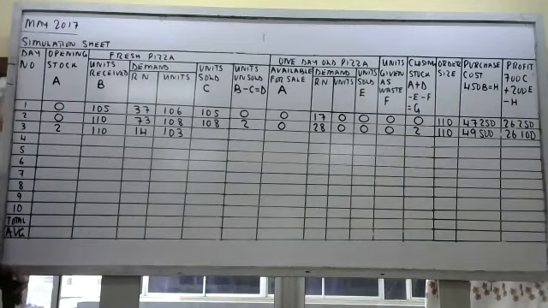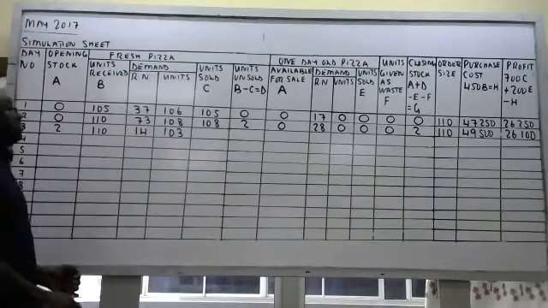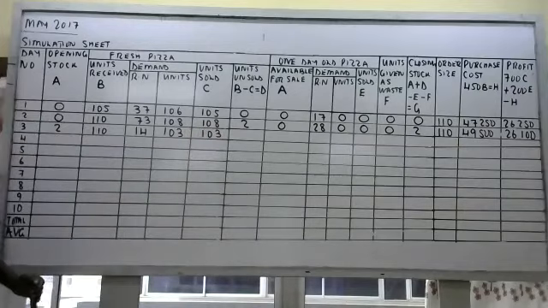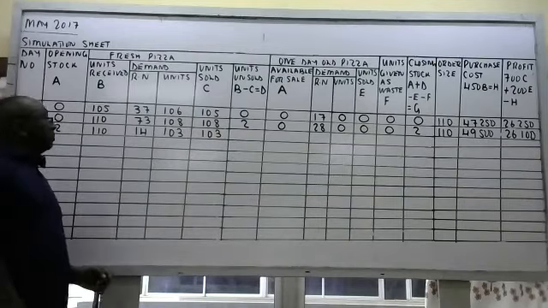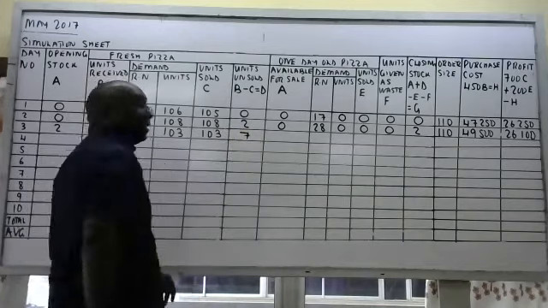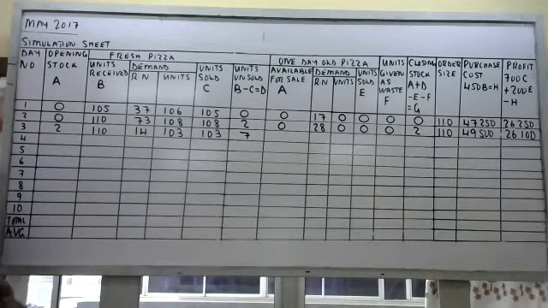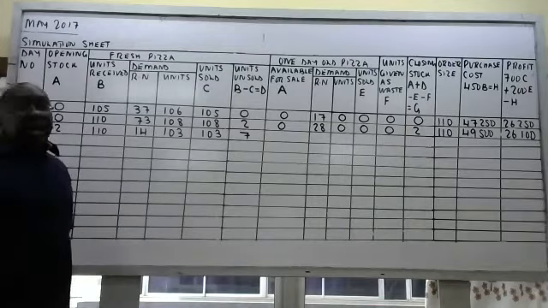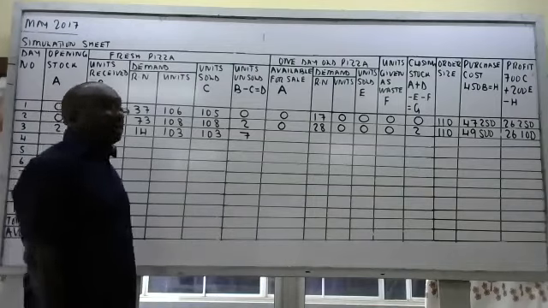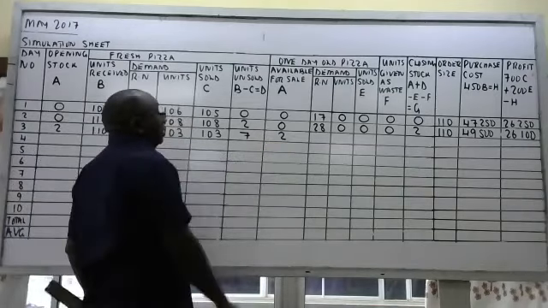How many units do we sell? 103. How many remain unsold? There are 7, because we are under the confines of the fresh. So the fresh ones, there are 7 that remain unsold. So how many are available for sale when they are 1 day old? 2.